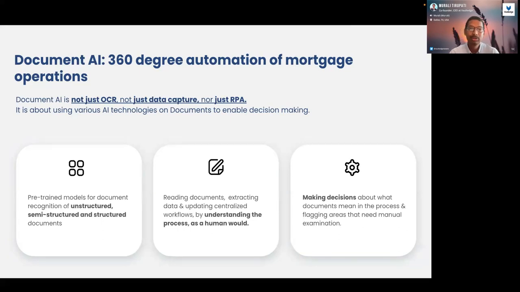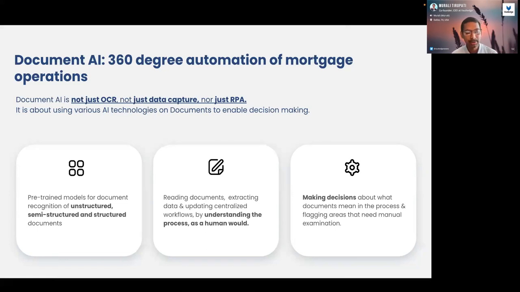A lot of my discussions with my customers start with, hey, what do we really mean by document AI, right? There are a lot of terminologies that are thrown around. So the way I see it is document AI is not just OCR, it's not just data capture, or it's not just RPA. It is about the various artificial intelligence technologies that we can use on top of documents to enable decision making. So when we approach a use case, a business problem, that is how we see it.